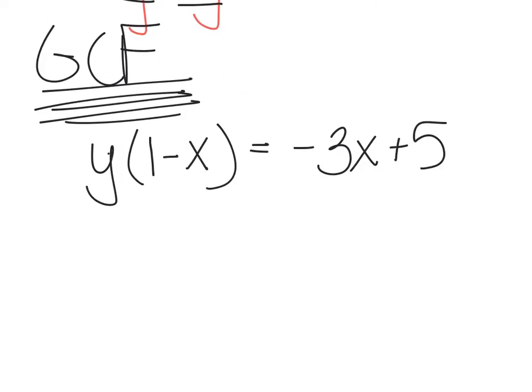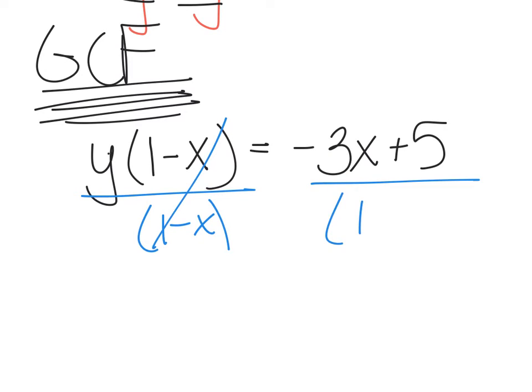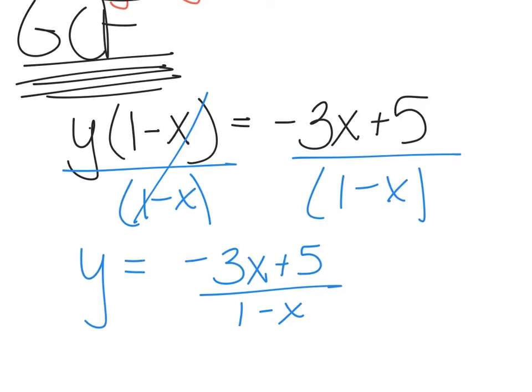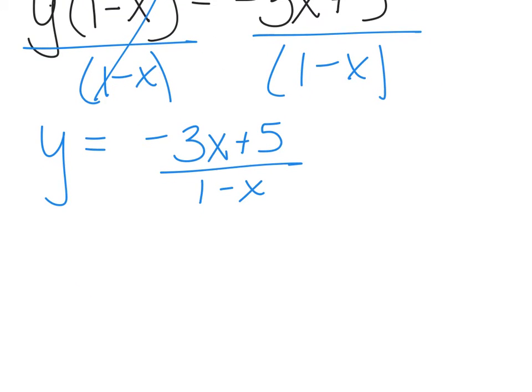And then lastly, I'm just going to divide by this quantity, 1 minus x. So I'm going to say y equals negative 3x plus 5 all over 1 minus x. Now, kind of a little trick of the trade here. If that's not the choice, and this is multiple choice, I want to remind you that this is equivalent to changing all the signs. So instead of saying negative 3x, you could have positive 3x minus 5 all over negative 1 plus x.